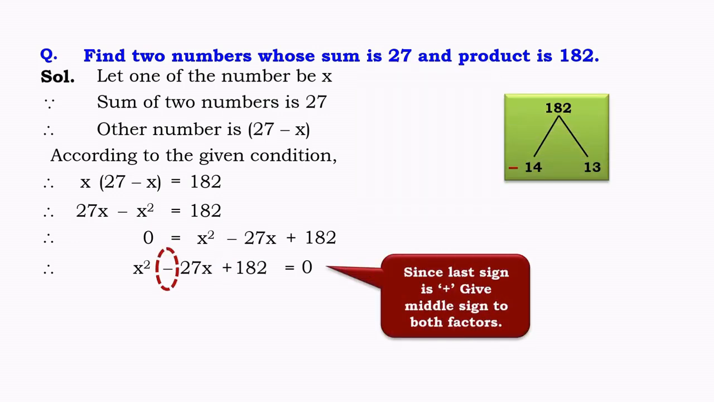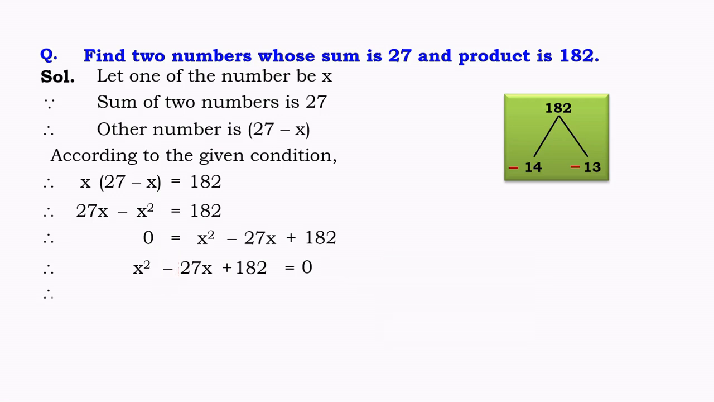Since the last sign in the quadratic equation is positive and the middle term is negative, both factors will be negative.